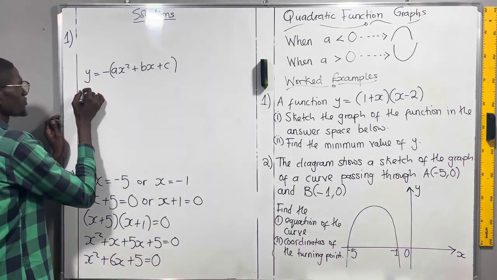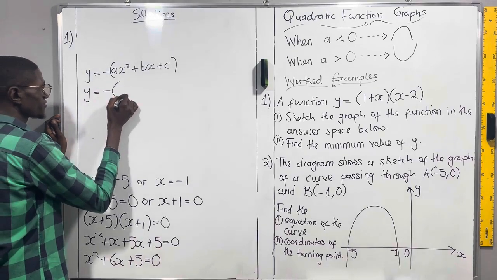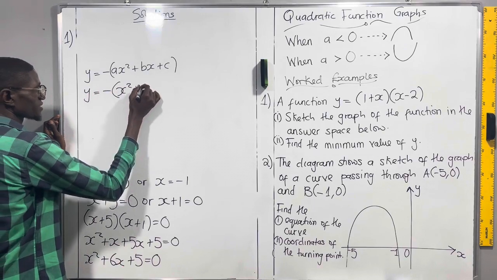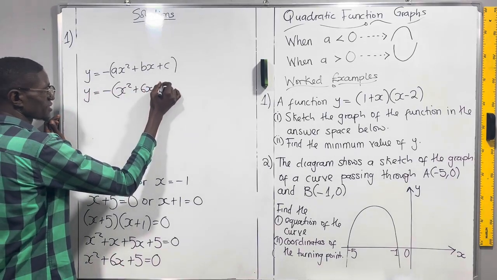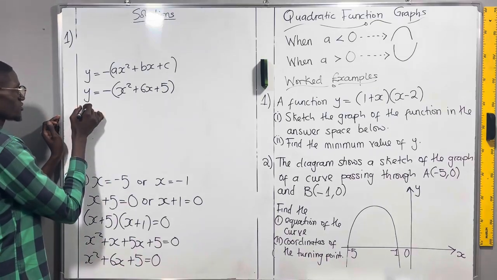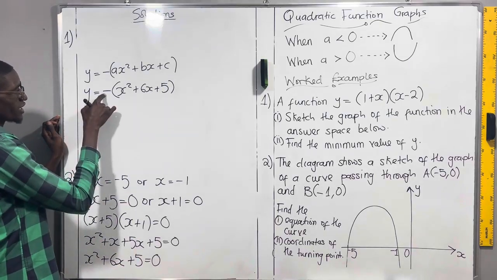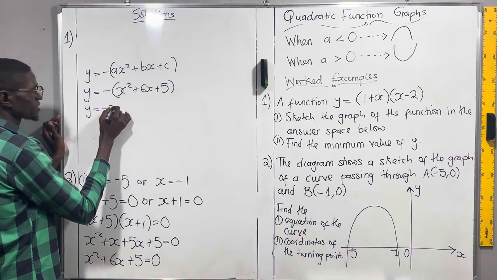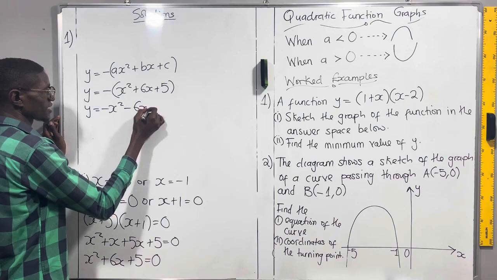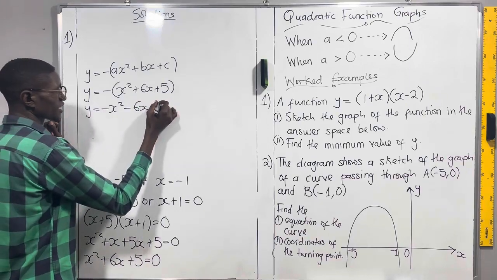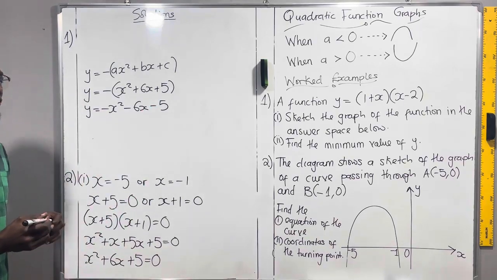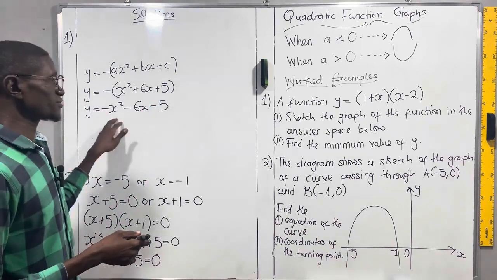So we're going to say y is equal to negative, and then we plug in this quadratic equation: x squared plus 6x plus, is it 5? Yes, 5. Then we're going to have y is equal to, negative times positive there gives us negative x squared. Negative times positive, negative 6x. Negative times positive, negative 5. So now this is the original equation of the graph, and we can actually prove that it's correct.